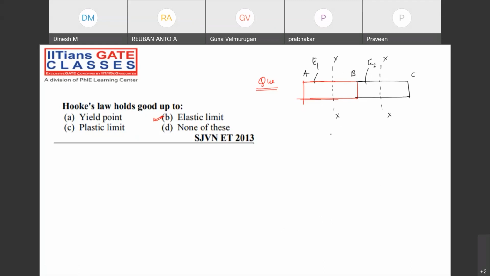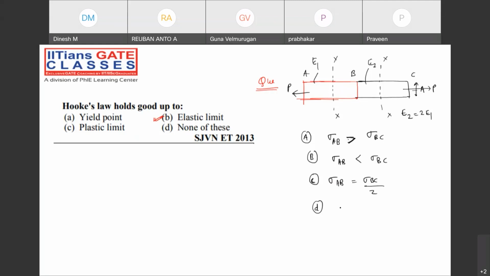I'm asking one question. Option A, sigma in AB will be... cross section area is also same. Loading condition, suppose that P only. BC. Sigma AB will be less than BC. Option: sigma AB will be sigma BC divided by 2, E2 is given, 2 times of E1. Option: sigma AB will be equal to sigma BC.